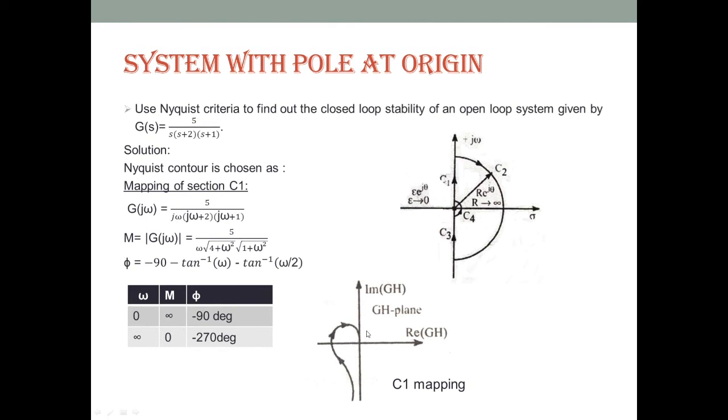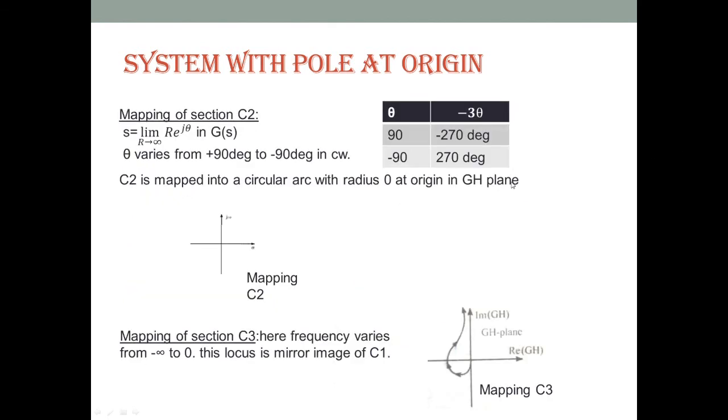And next we will plot the C2 section. So for C2, s equals r e to the power j theta, and r is infinite, because the C2 section is a semicircular arc with infinite radius, and theta is varying from plus 90 to minus 90.